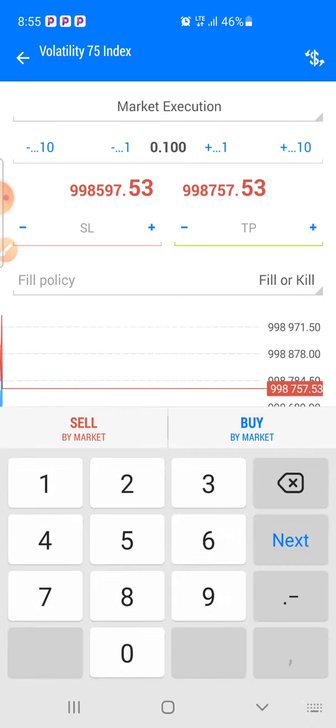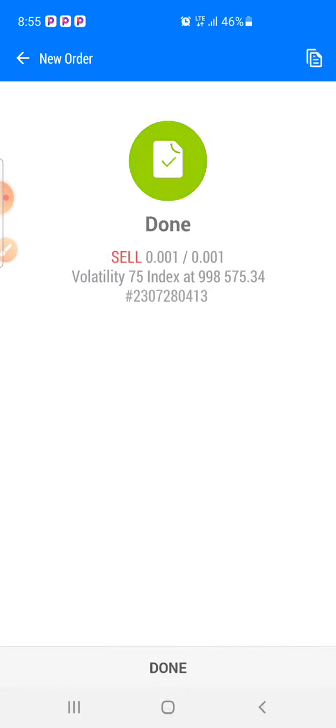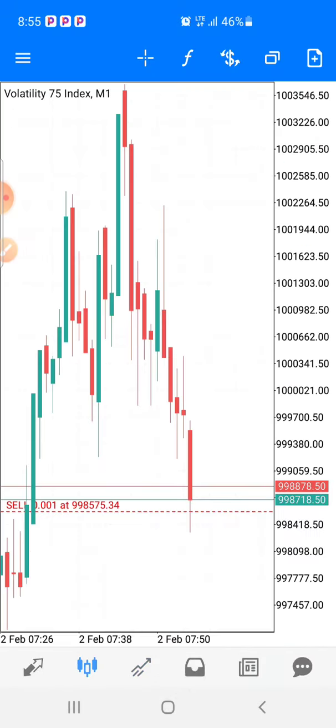Okay, let me use the lowest lot size. Okay, so I will sell now. I'll be using the lowest lot size. Okay, so why did I sell?